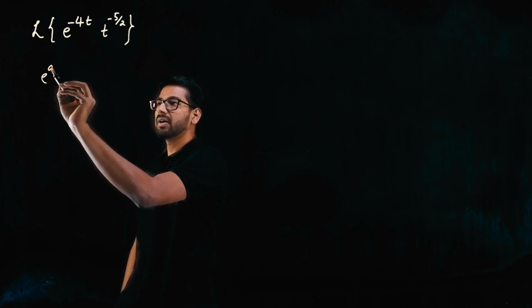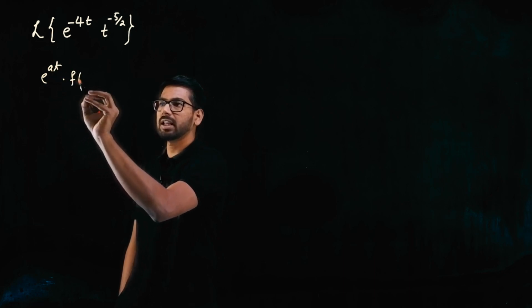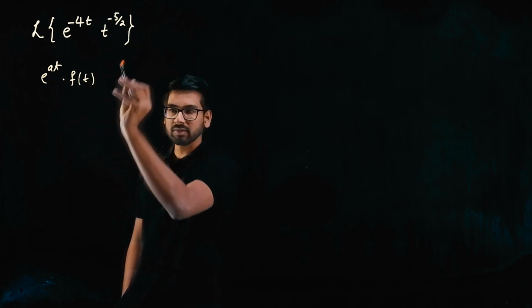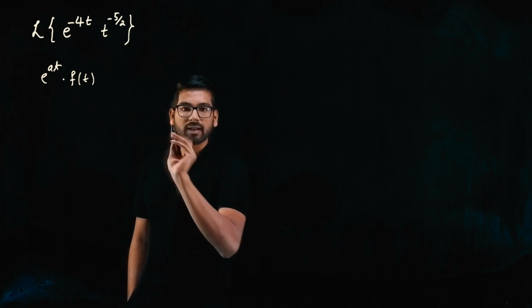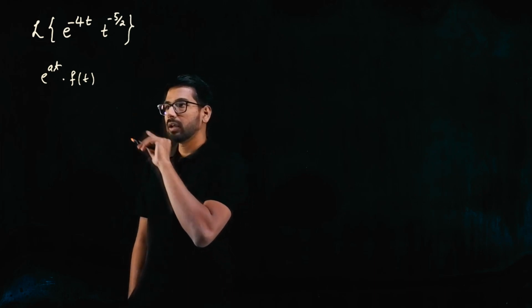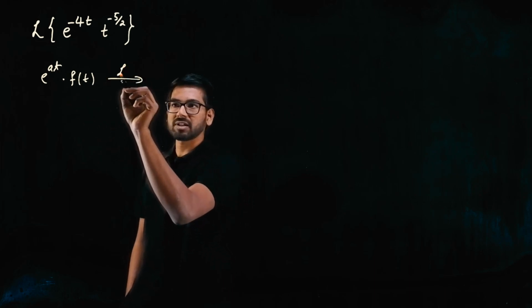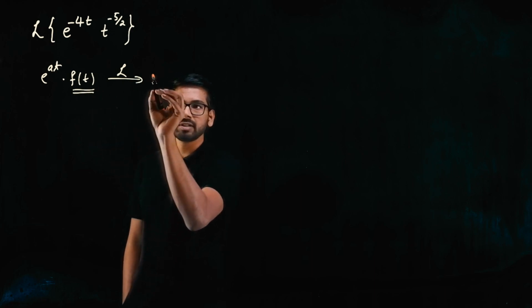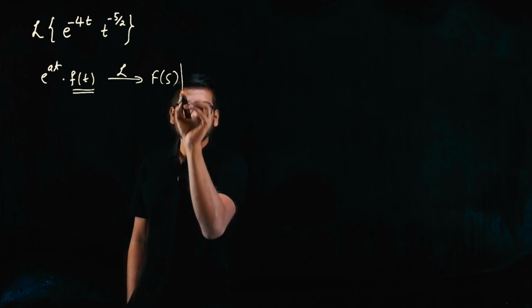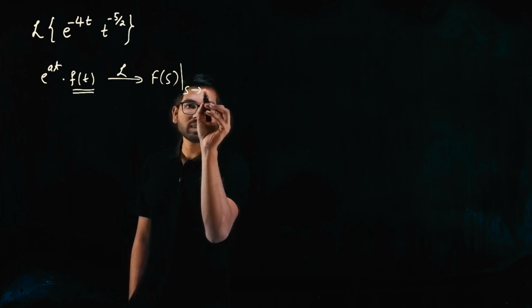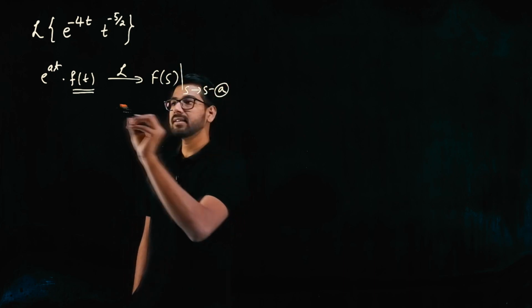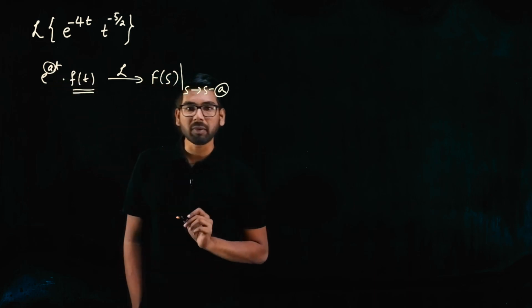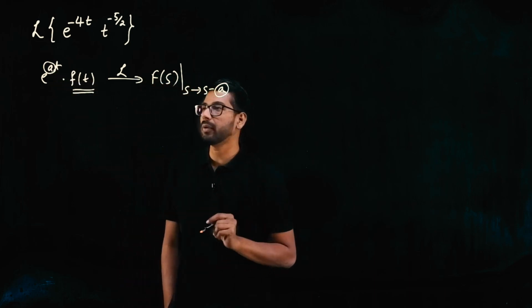If you have e power at into f of t, where f of t can be any function of t, it can be t power something, sine or cos or anything. Then taking the Laplace transform is, first you need to find the Laplace transform of f of t, which is f of s, and then replace s in this with s minus a, where a is the coefficient of t in the e power at. That is the property. That is property number 1.